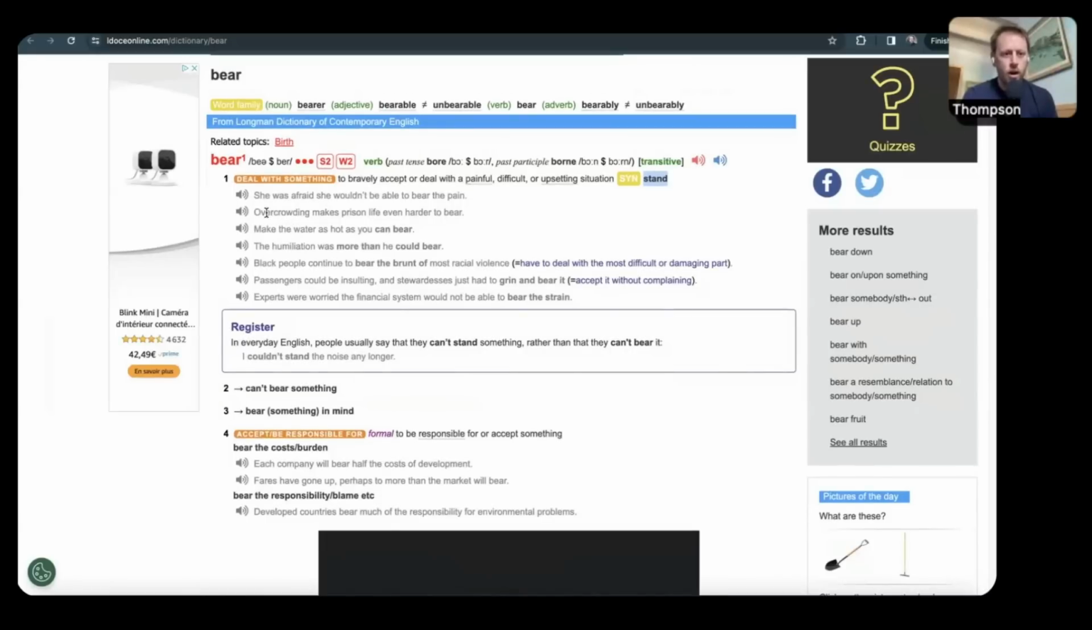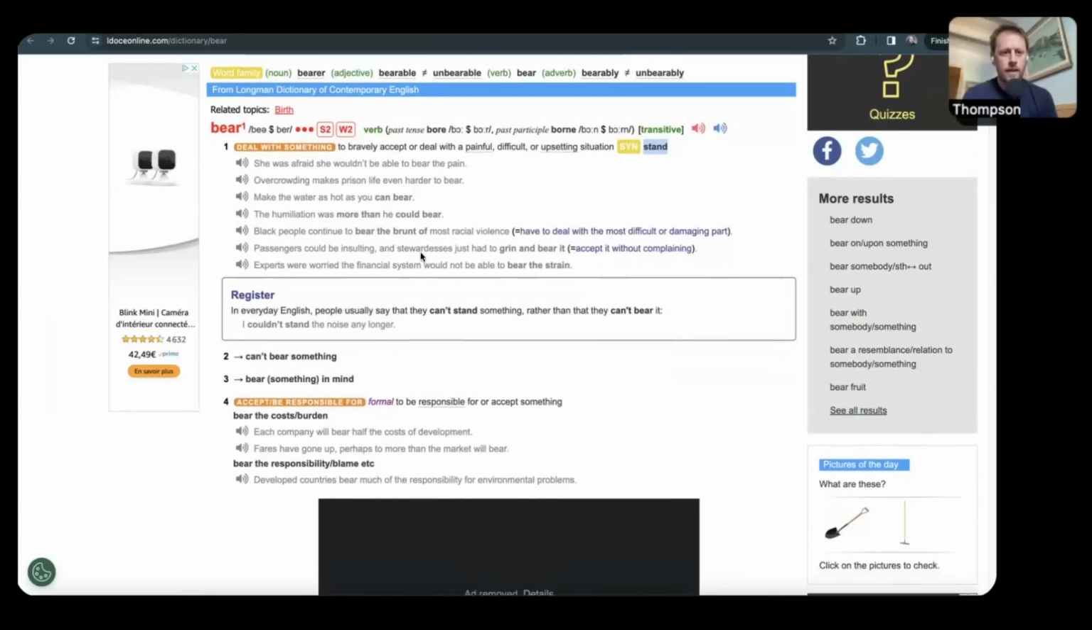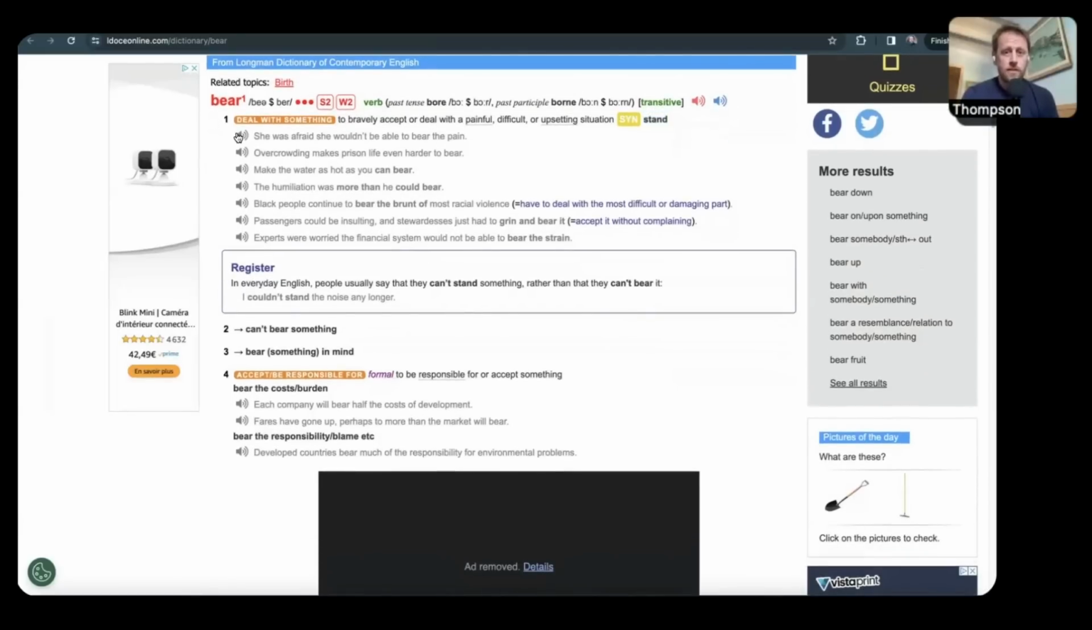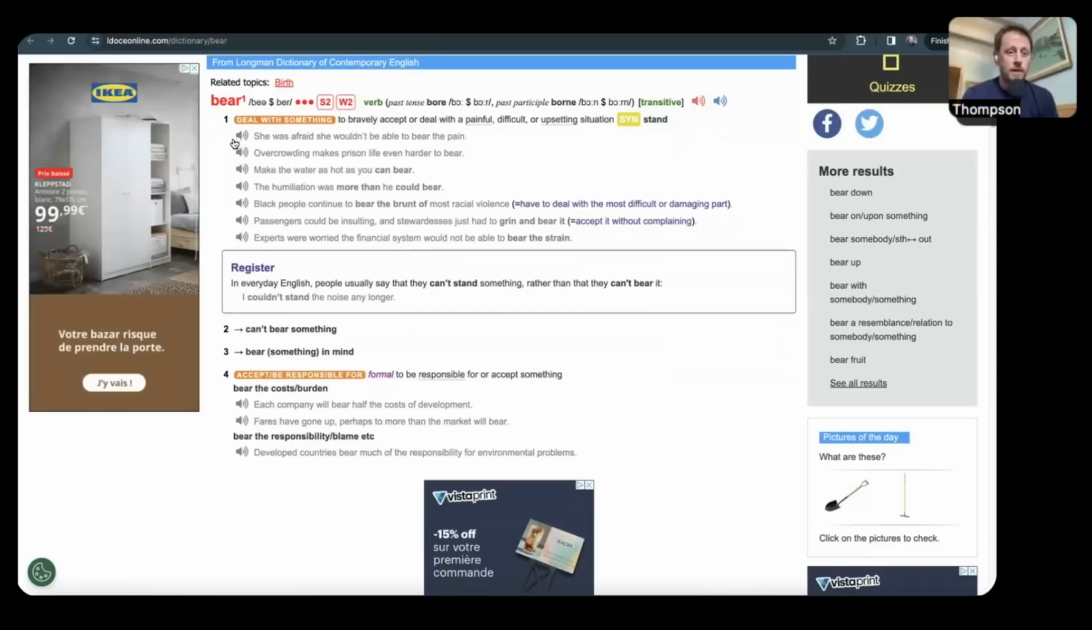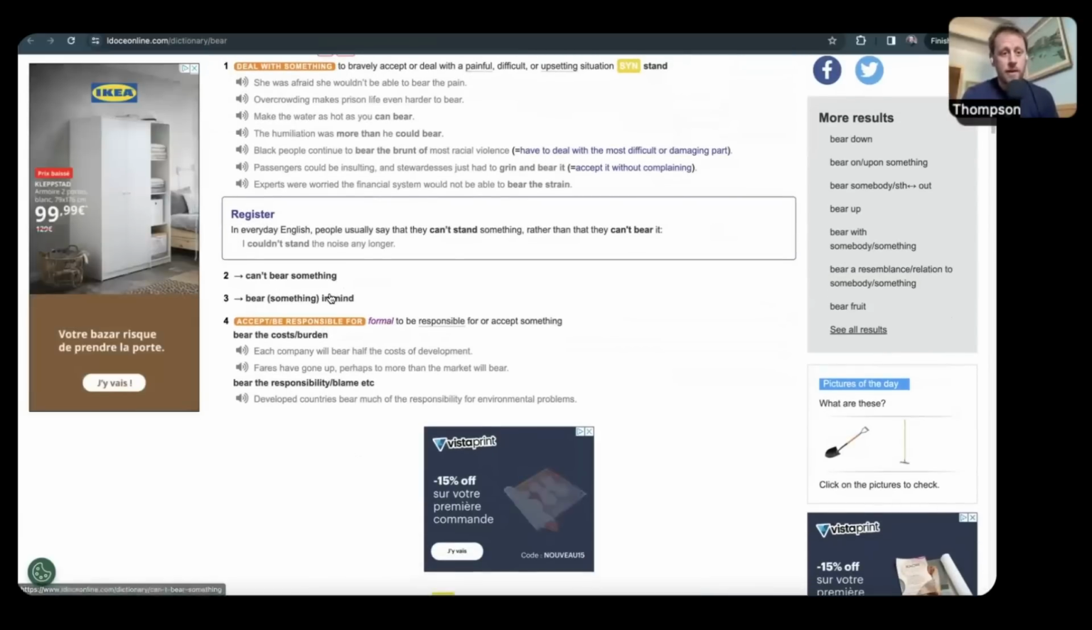It was hard. Overcrowding makes prison life even harder to bear. Make the water as hot as you can bear. The humiliation was more than he could bear. Okay? You can hear those sentences. And it's spoken in connected speech. So can't bear something, to bear something in mind.